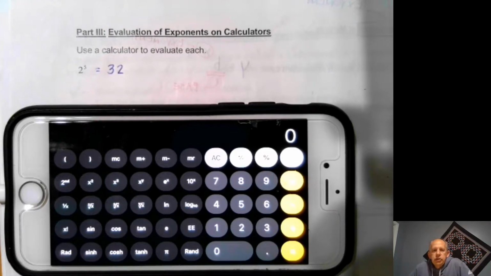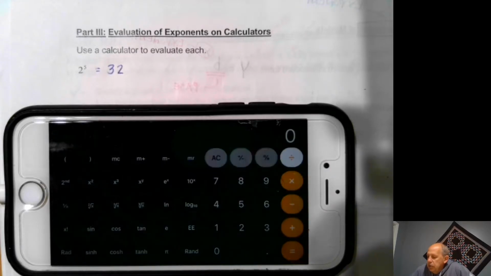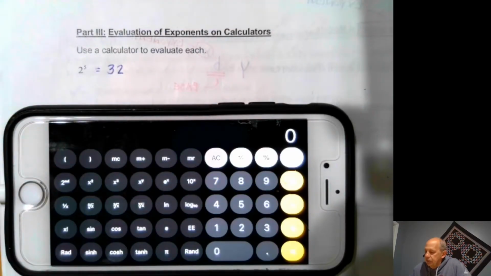Let's take a look at using your calculators to evaluate exponents. On a cell phone, if you turn the cell phone on its side, you will access the scientific notation calculator mode of your cell phone. Now, I want to evaluate 2 raised to the 5th power, and I wrote the answer out at 32. Let me show you how to enter this on your cell phone.